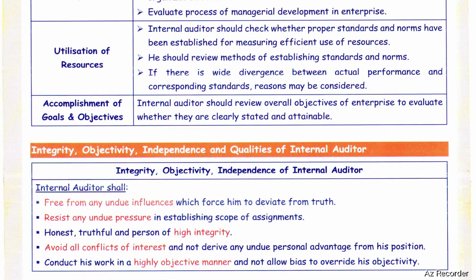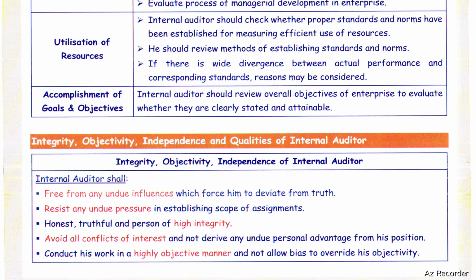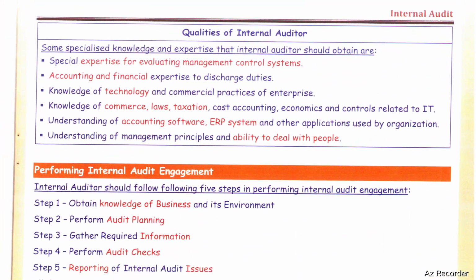Integrity, objectivity, independence, and qualities of internal auditor. Internal auditor shall be free from any undue influence which forces him to deviate from truth, resist any undue pressure in establishing scope of assignments, be honest, truthful, and a person of high integrity, avoid all conflicts of interest, not derive any undue personal advantage from his position, conduct his work in a highly objective manner, and not allow bias to override his objectivity. Next, qualities of internal auditor.